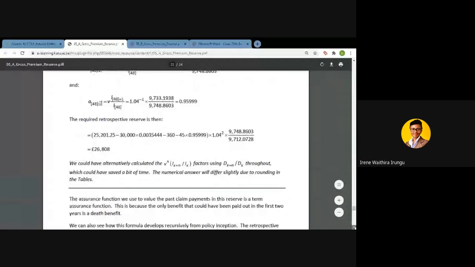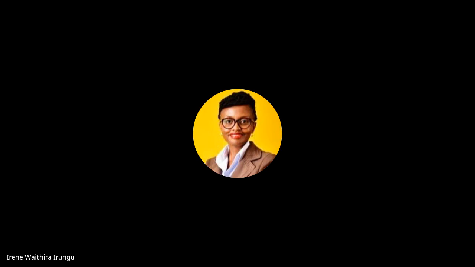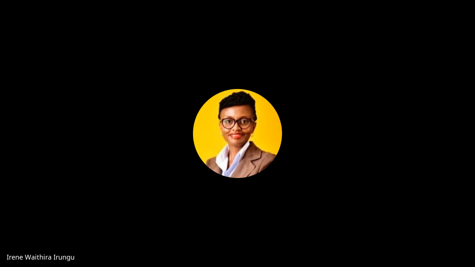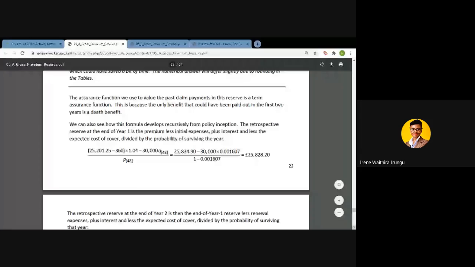So once you have the reserve, let's say for the previous year, it's possible for you to compute the reserve for the next year without having to go through the entire computation, as long as you're assuming the same basis.